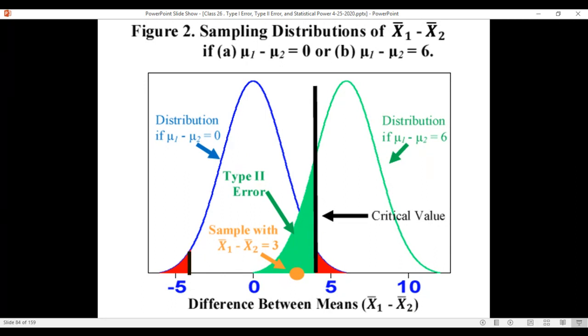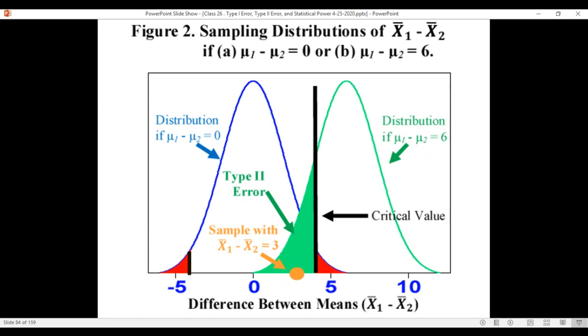Okay, so the answer is no. If t doesn't fall in the critical region, then the researcher accepts the null hypothesis and concludes that the difference between the means is not statistically significant. In other words, the researcher commits a type 2 error. Now, we know that in fact, the difference between the population means is not equal to 0. It's equal to 6. But the researcher has no way of knowing that and makes an erroneous decision.